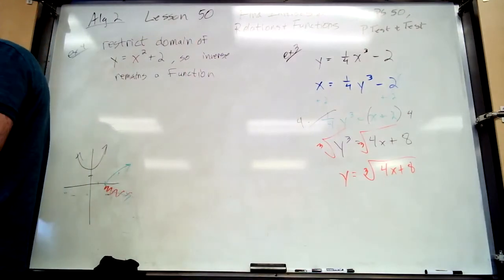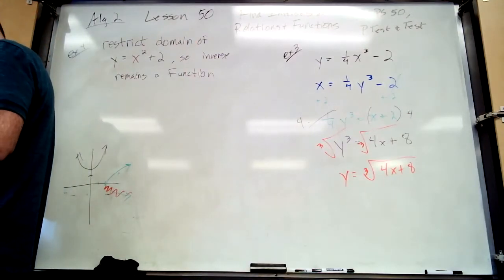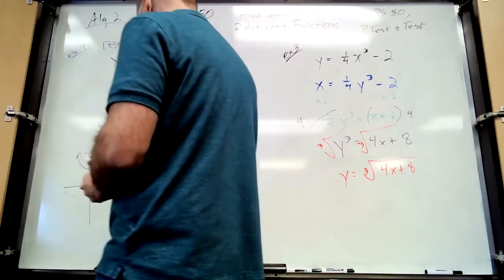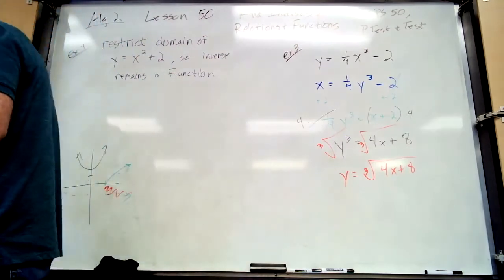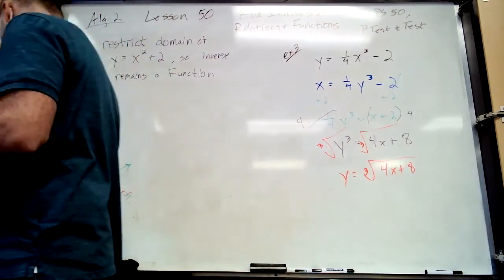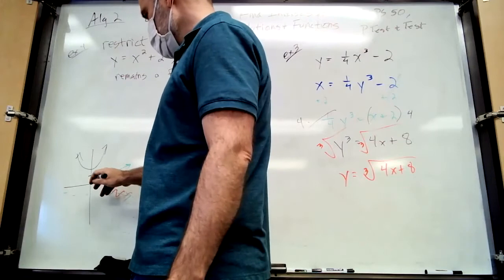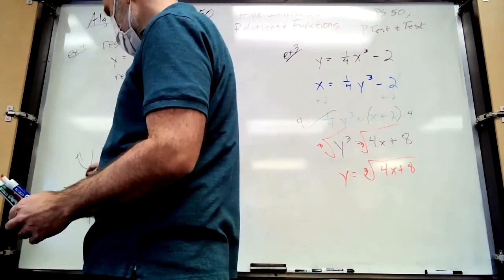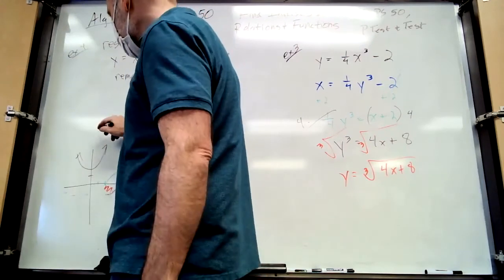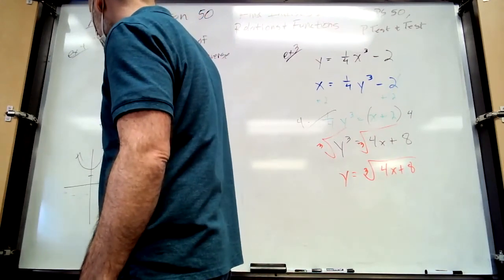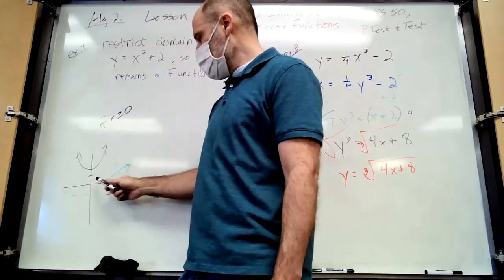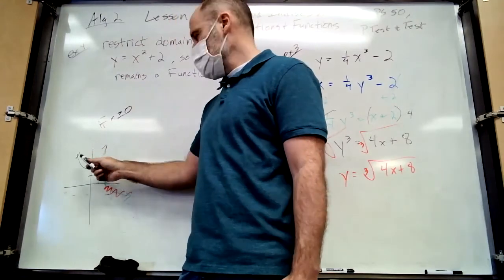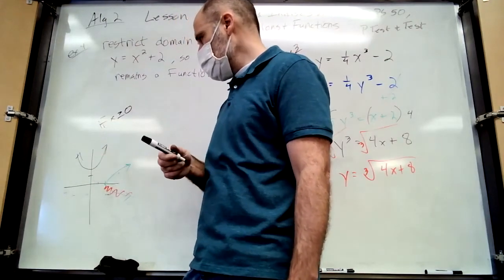Now, you don't have to do this graphically. It's a lot easier to do this algebraically. So if I say that x is greater than or equal to 0 here, then it's basically not going to reflect. Graphically you can look at that and say none of these y values are going to reflect. So this is not going to come over here. So that's okay.